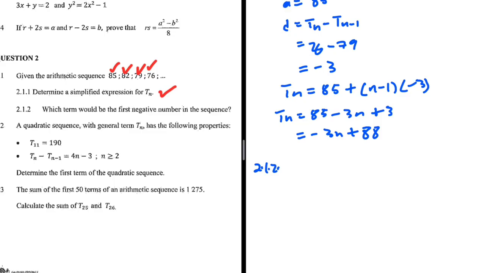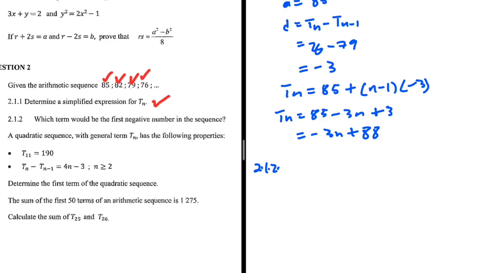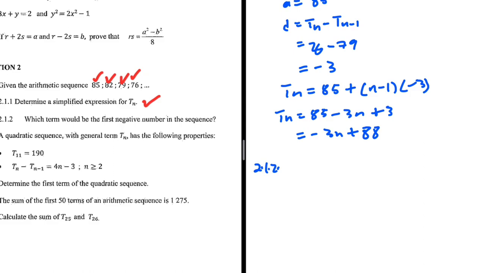Let's go ahead and take a look at 2.1.2. Right, let's see what's happening here. Which term will be the first negative number in the sequence? Most of these math problems, you're solving for x, you're solving for n, you're solving for y. The task is in setting up an equation you need to solve. So let's take a look at this one.